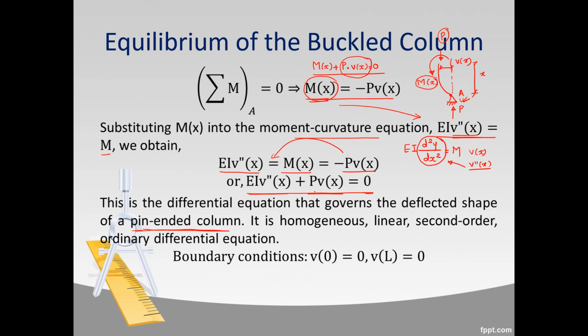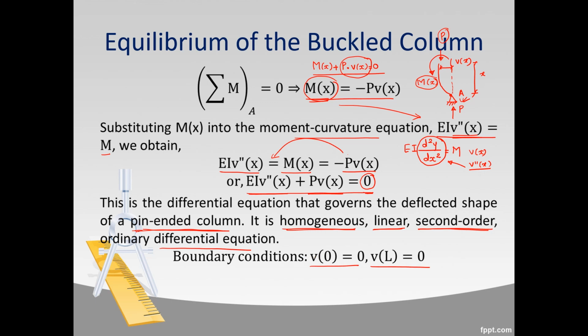Now this governing differential equation that we have got, it is a homogeneous linear second order ordinary differential equation. You are already familiar with these terms here. It is homogeneous because the right hand side is equal to 0. This is a linear equation and this is a second order differential equation. And this governing differential equation has these two boundary conditions. The boundary condition depends on the type of end restraints that we have provided here.